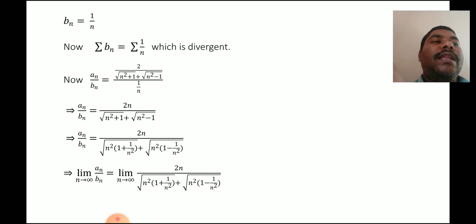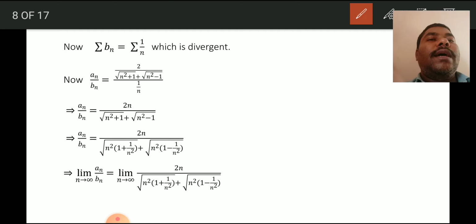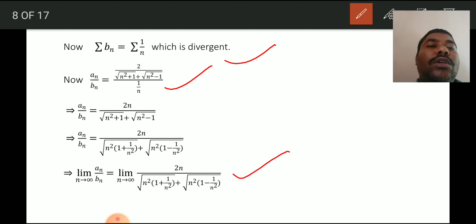Next bn. Here bn is equal to 1 by n, and summation bn is equal to summation 1 by n, by the p series, which is divergent. Then consider an by bn is equal to 2 by (square root of n square plus 1 plus square root of n square minus 1) divided by 1 by n. So applying the limit on both sides, limit of 2n by (square root of n square into 1 plus 1 by n square plus square root of n square into 1 minus 1 by n square).